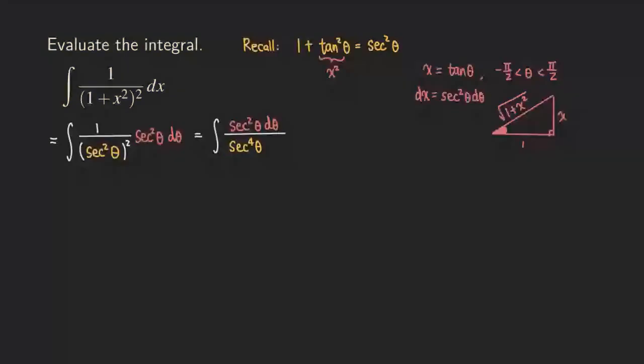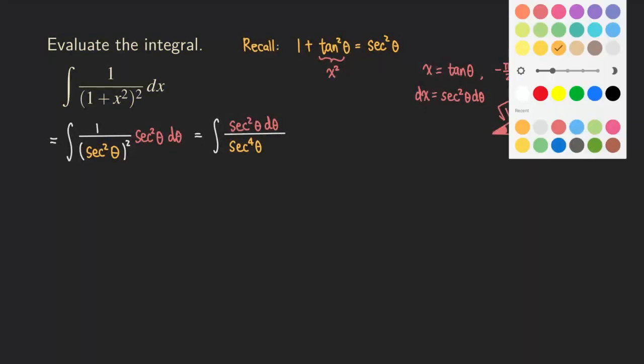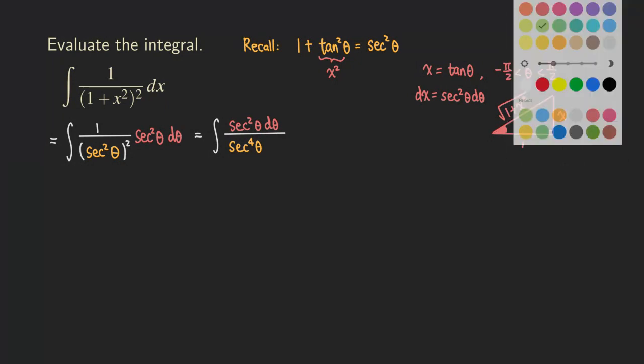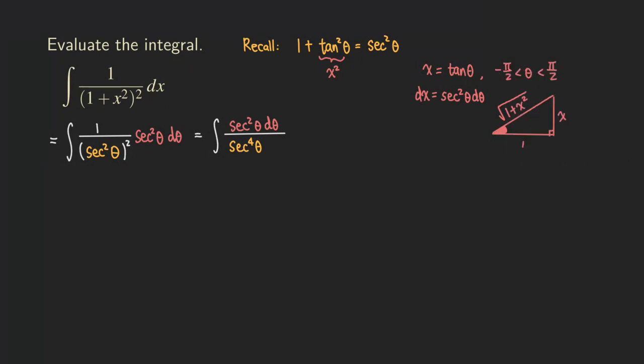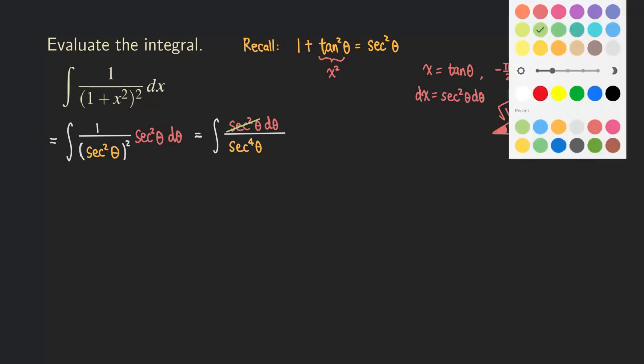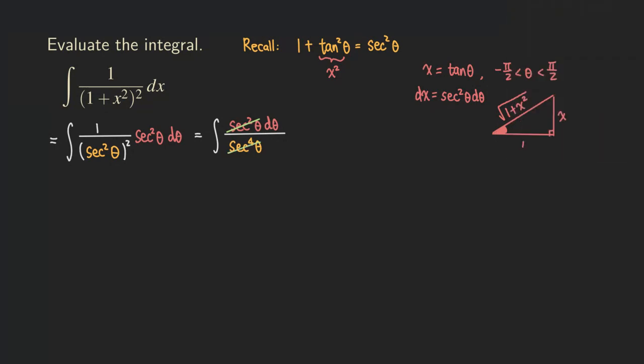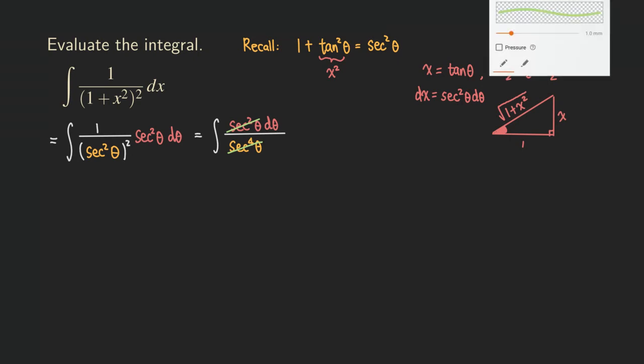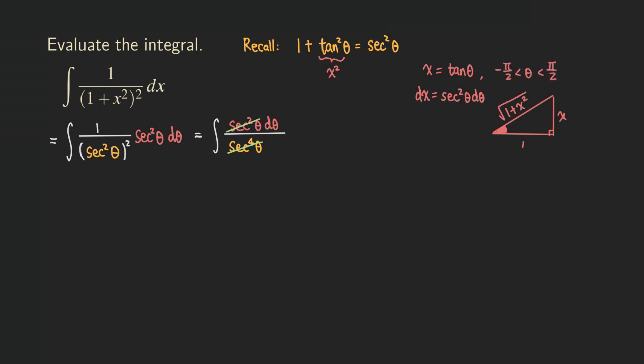Okay, so now we have this integral. So from here, what we are going to do is that we can actually do some canceling. We can completely cancel out the secant square theta here. But then for the secant to the fourth power at the bottom, we can only cancel out two copies, two factors of those, right? So we're going to reduce the power so that we are actually just getting the secant square theta.